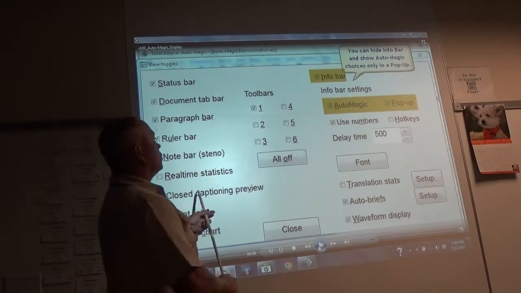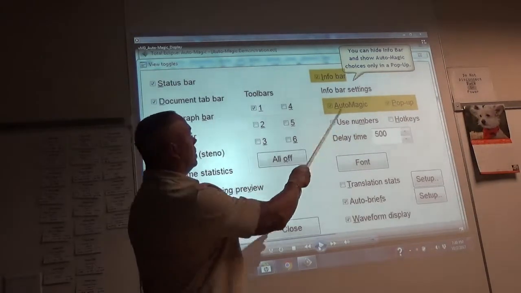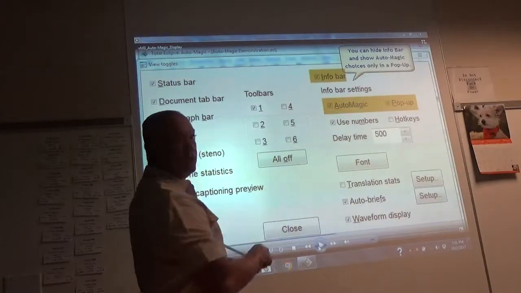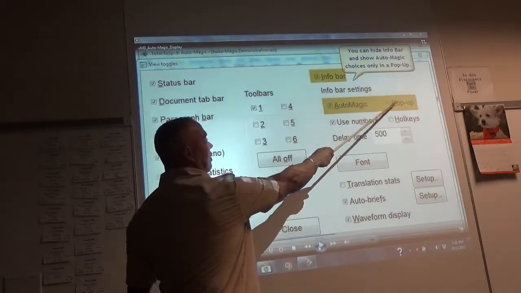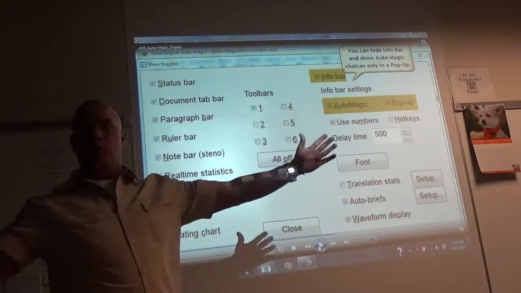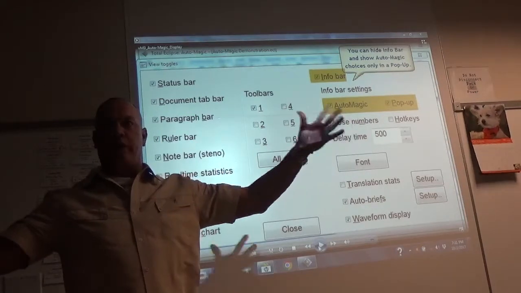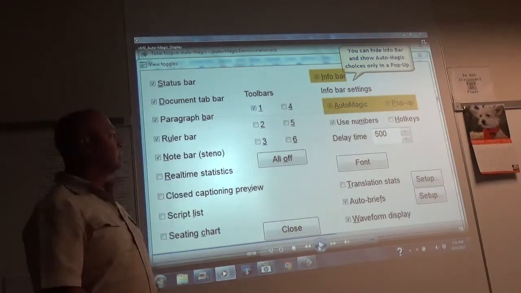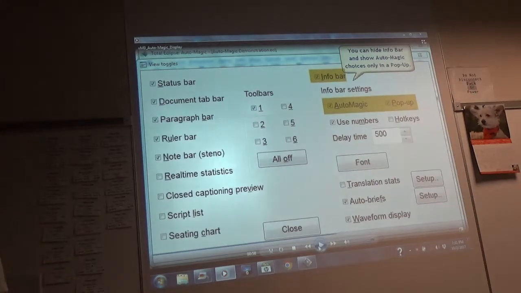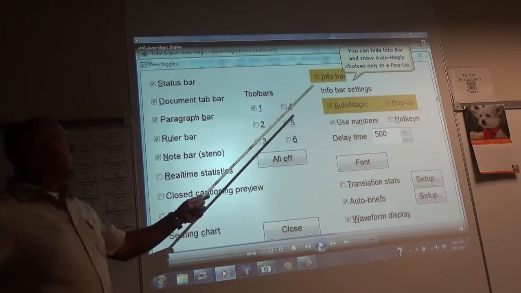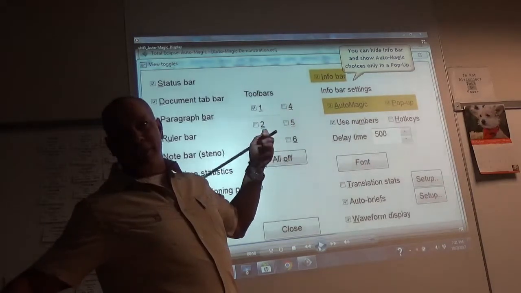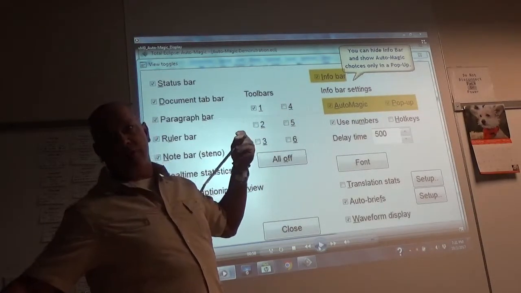So you can turn this completely off. The info bar, which is over here, and just have the pop-ups where it gives you more room. So now you have a little bit more screen. You can see a little bit better. And I don't think it works for me always. And it doesn't always give you all the choices either as it does in the Automagic.